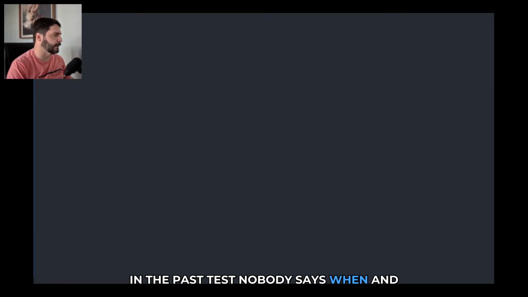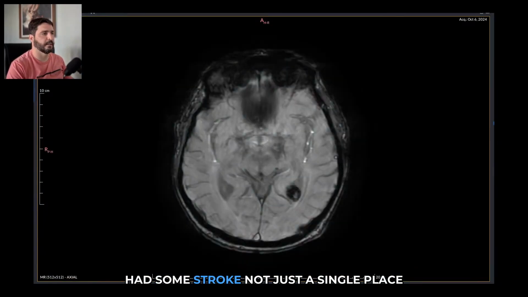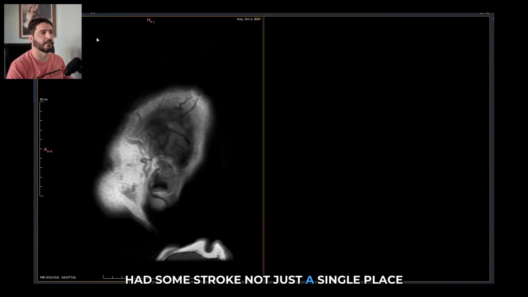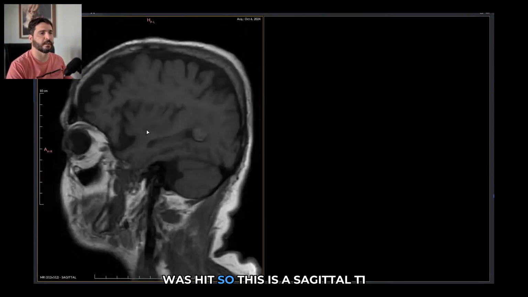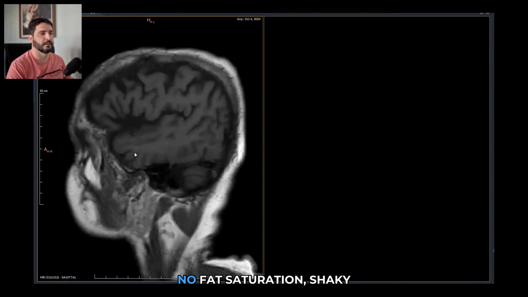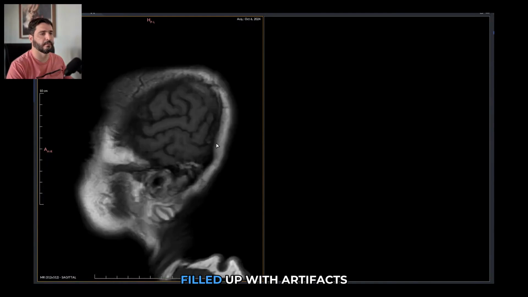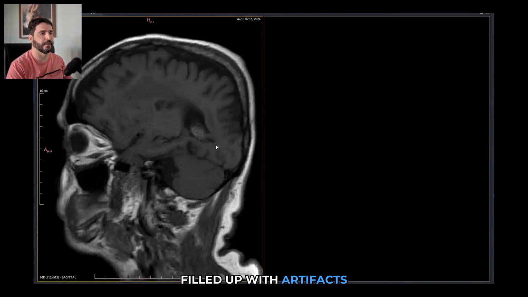Nobody says when, but he is unable to walk and has some kind of tremor in his upper extremity. So it seems like he has had some stroke, not just a single place was hit. So this is a Sagittal T1, no fat saturation, shaky, all filled up with artifacts.